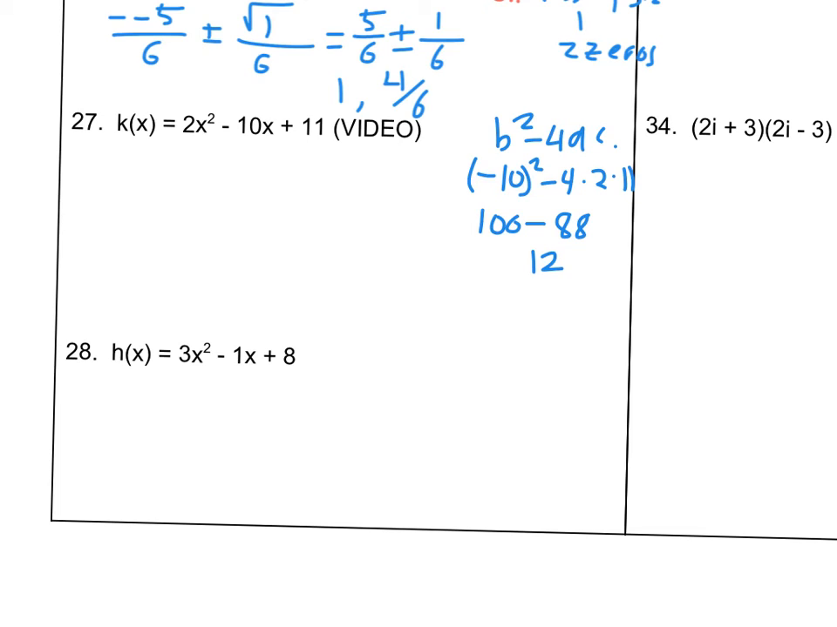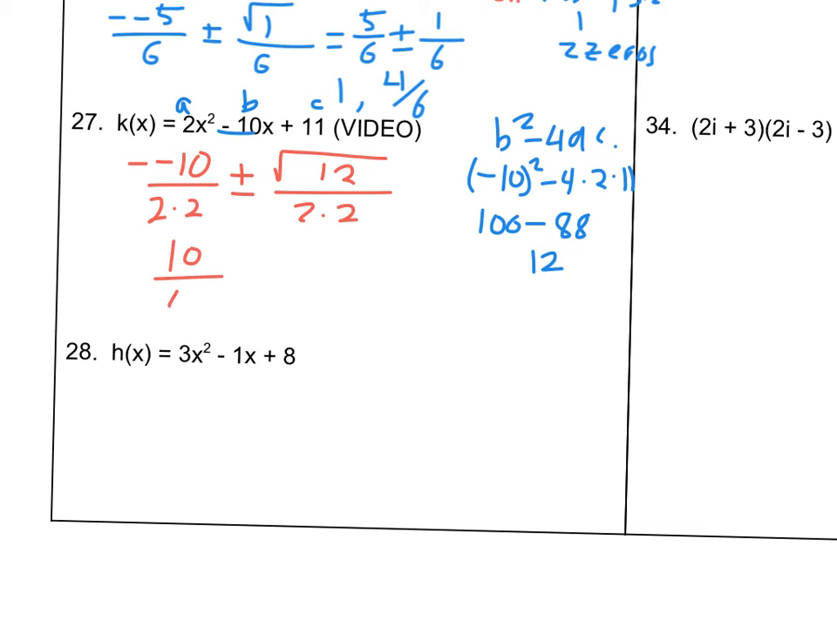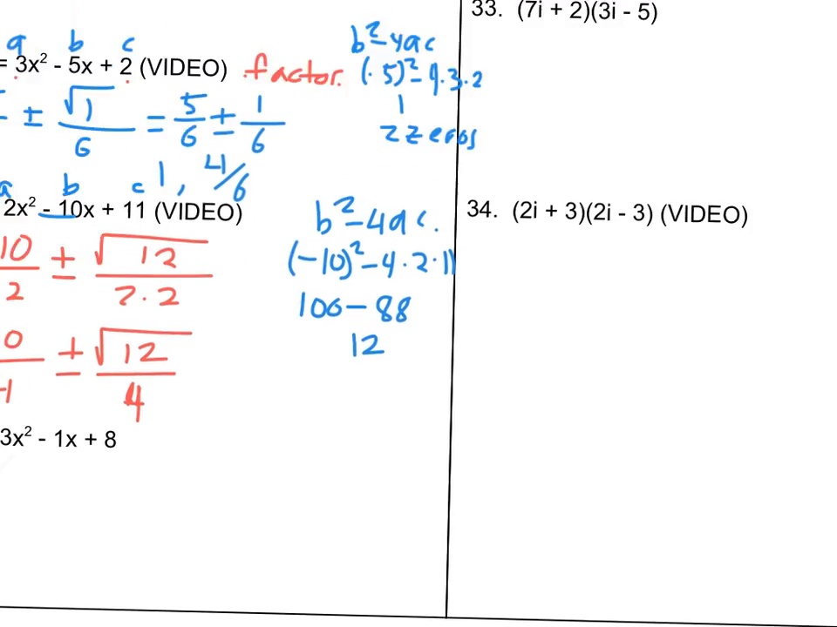Okay, plugging things in, there's my a, b, and c. Remember that the negative goes with the 10. So negative 10 over 2 times 2 plus or minus the square root. We already found that as 12, and that's going to be over 2 times 2. So 10 over 4 plus or minus the square root of 12 over 4. This is reducible, but I don't need you to reduce it for this problem.